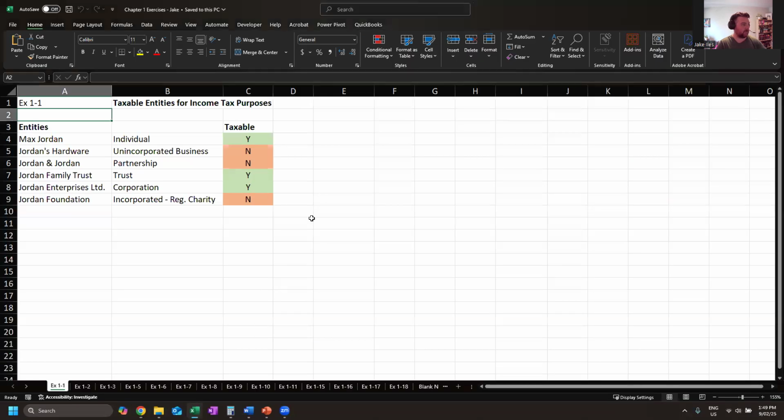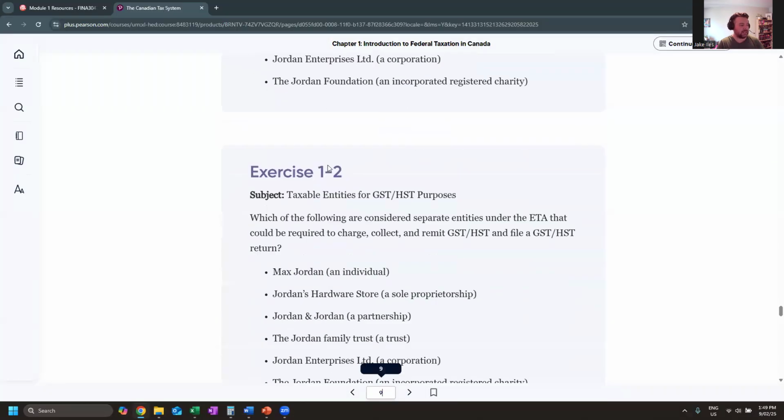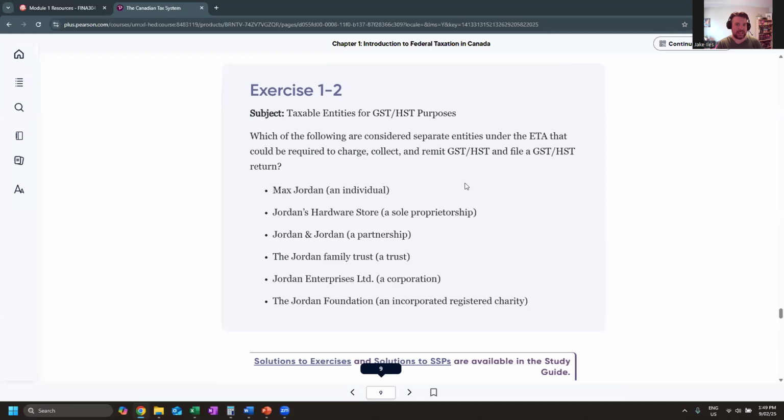So if I go to this solution sheet, I produce these spreadsheets. They are uploaded on Module 1, so you have access to them. And this is a way for you to have at your fingertips the thought processes and calculations that I discuss in the videos. So Max Jordan, individual. Individuals are taxable. The hardware store is a sole proprietorship or an unincorporated business. That's a no. Partnerships are not taxable. Trusts and corporations are yes. Registered charities are no.